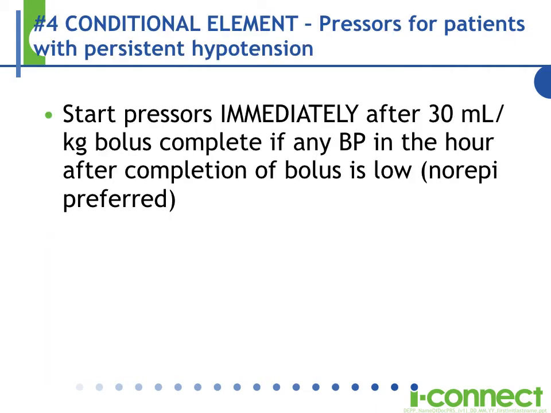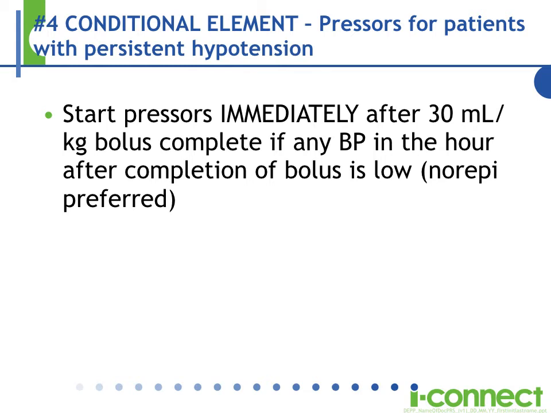And the final conditional element for patients with septic shock, as defined in this case by persistent hypotension, is that pressors have to be started within 6 hours, and they should actually be started immediately after a 30 ml per kilogram bolus is complete if there's any persistent hypotension. The newest information that we're getting from Medicare as of January 2016 is that nursing has to document 2 blood pressures within the hour after the 30 cc bolus is complete. Of course, if the patient is hypovolemic by your judgment, certainly in addition to giving norepinephrine, you're also going to continue fluid boluses.